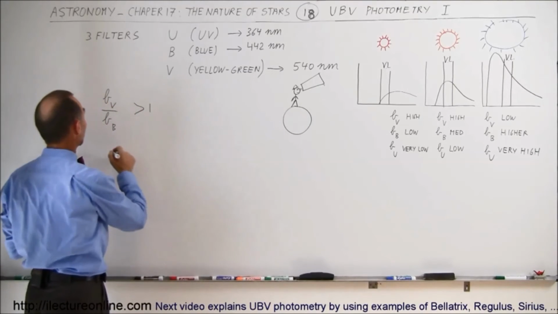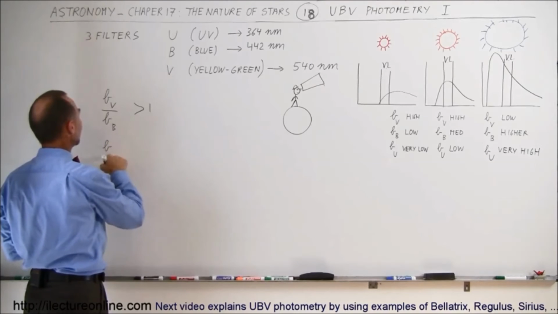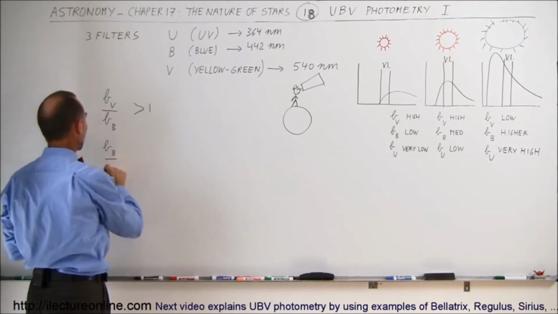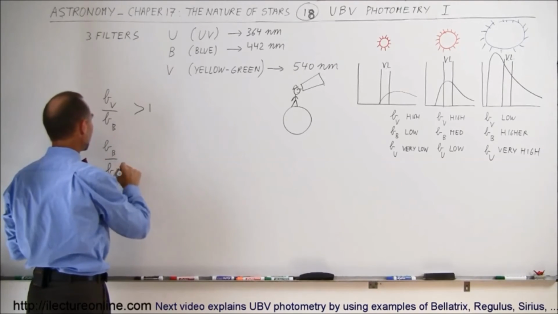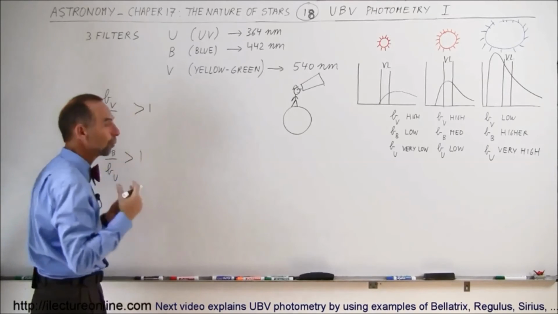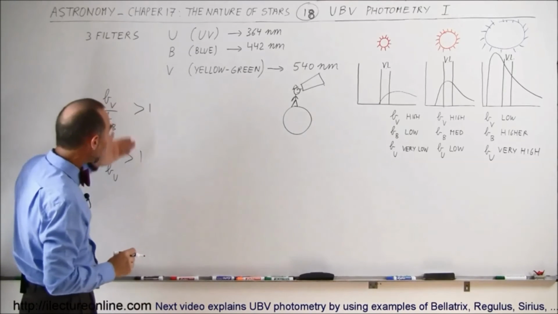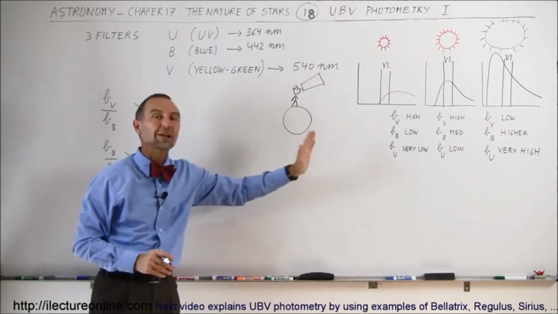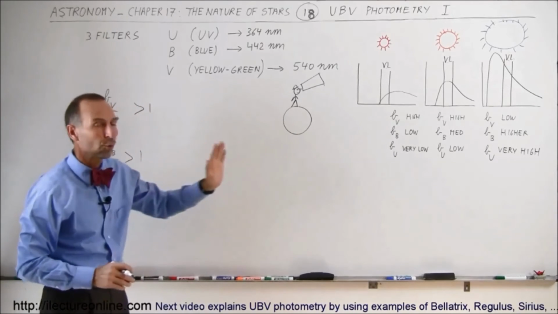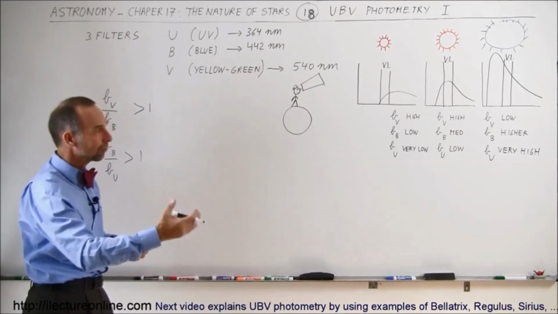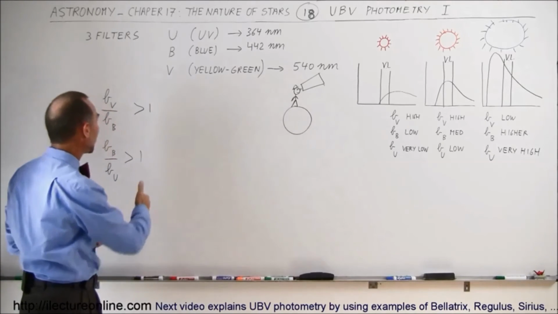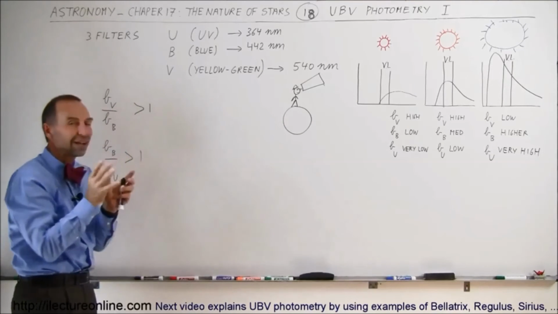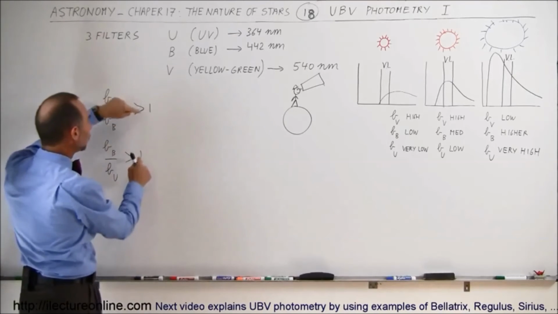And then if we compare the brightness in the blue spectrum divided by the brightness in the UV spectrum, again we find a ratio greater than 1. If that's the case, we then conclude that it is more of a reddish looking star, a star more to the right of the spectrum, more to the infrared and the red. And so depending upon how much greater than 1 it is, we can find out the exact color with these two ratios right here.